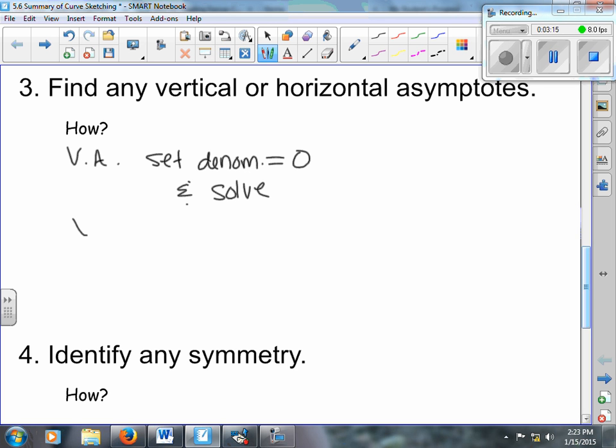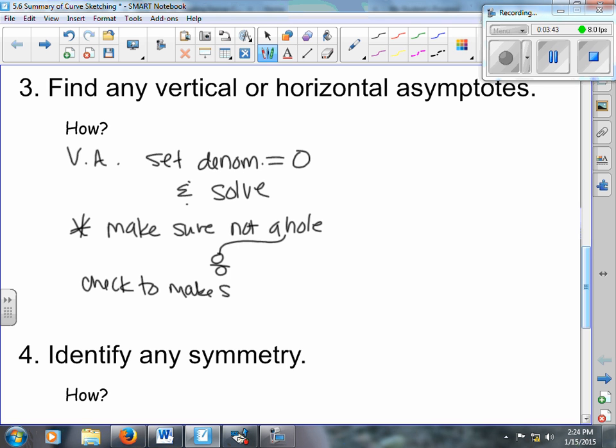But you're also going to be careful. Make sure this is not a hole. If you solve and you get, say, x equals 2, if x equals 2 makes the numerator equal to 0 as well, then you have a hole. A hole is when you get 0 divided by 0, not just 0. So check to make sure your numerator does not equal 0. If your numerator does not equal 0, then it's a vertical asymptote. If your numerator does equal 0, so you get 0 over 0, that's a hole. Those cancel, and that limit exists, and so you don't have a vertical asymptote.